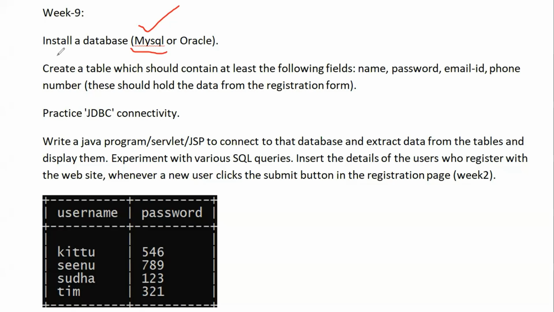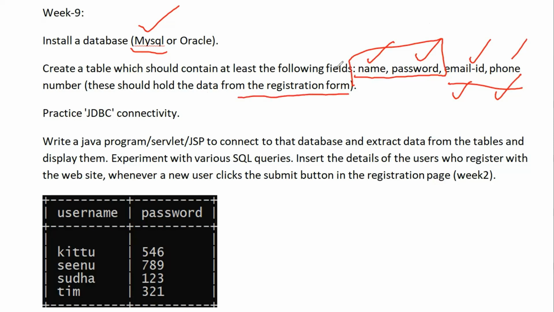The next thing I did after creating the MySQL database was to create a table which should contain at least the name, password, email and phone number, but I created a table for the name and password only. So in today's video, I'm going to update my table. I'm going to alter my table by adding two more columns. The first one is the email ID and the second is the phone number. These should hold the data from the registration form.